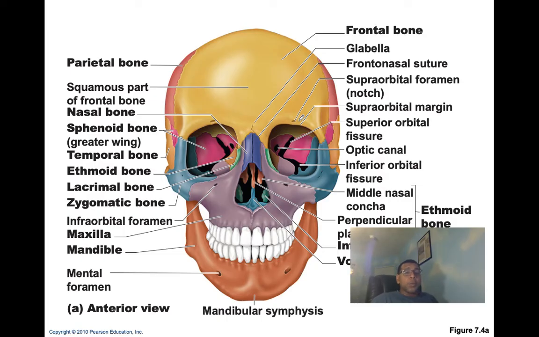Next, we have the supraorbital foramen. It's also known as the supraorbital notch. Now, this is an opening above the orbit, so an opening above the orbital cavity, and it's going to allow for the supraorbital artery and nerve to pass and make its way up to the forehead.